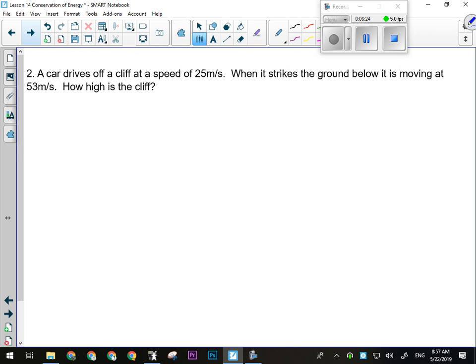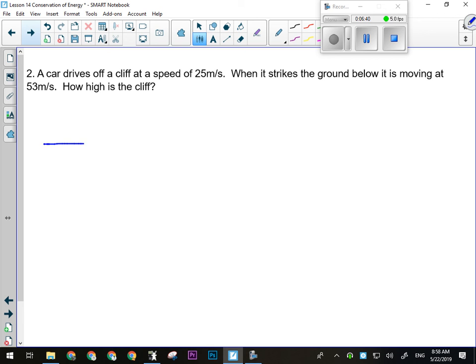All right. Try this one. Car drives off a cliff at 25 meters per second. Okay, when it strikes the ground below, it's moving at 53 meters per second. We want to find the height of the cliff.